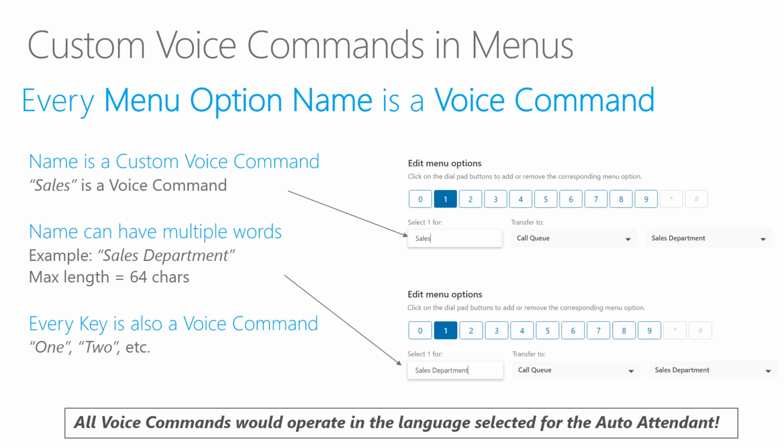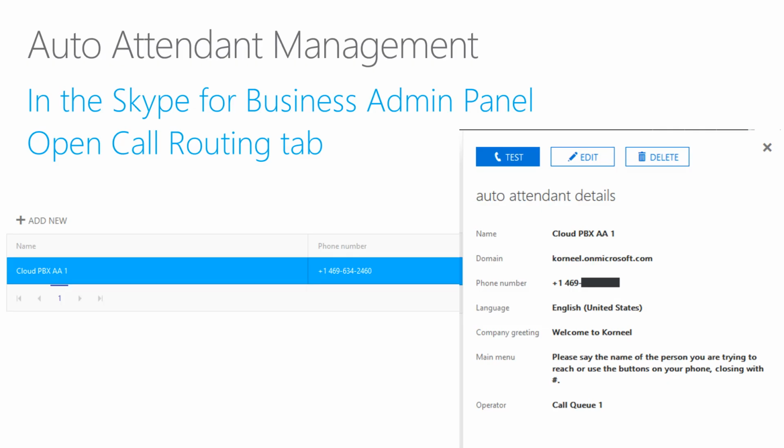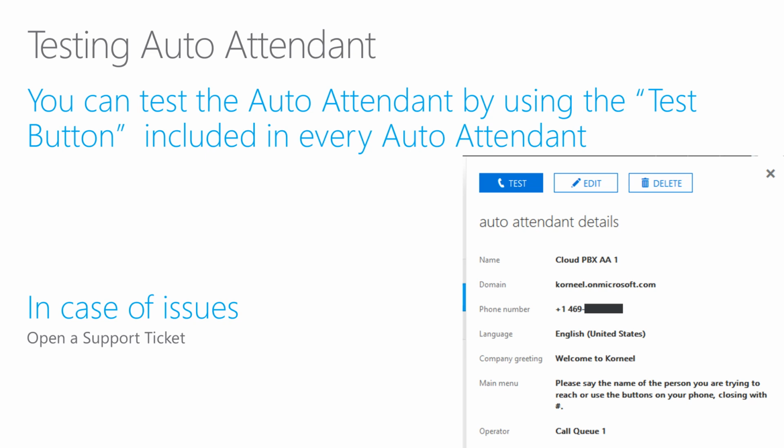How do you operate auto attendant? So go to the Skype for Business admin panel, open your call routing tab, and there are your auto attendants. You can test them by pressing the test button, and at that point you will dial the auto attendant and test it. You can also edit them right from here. If you have any issues, you should open a support ticket.